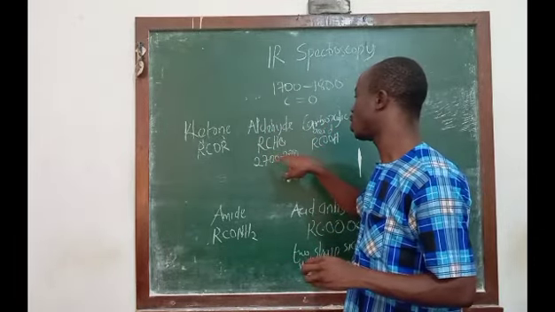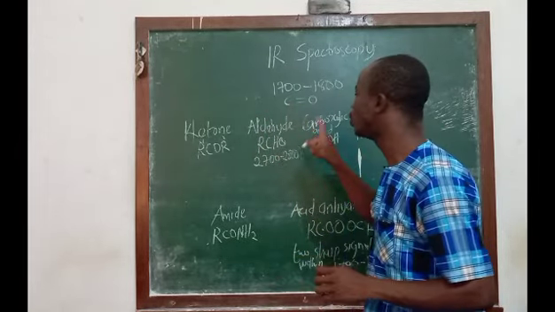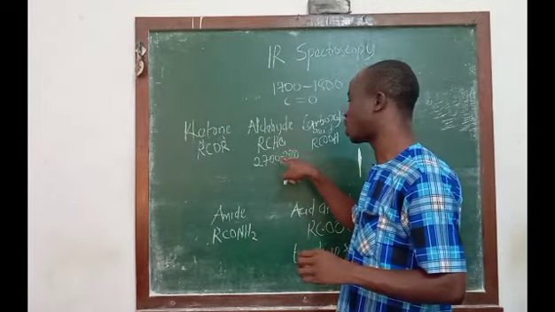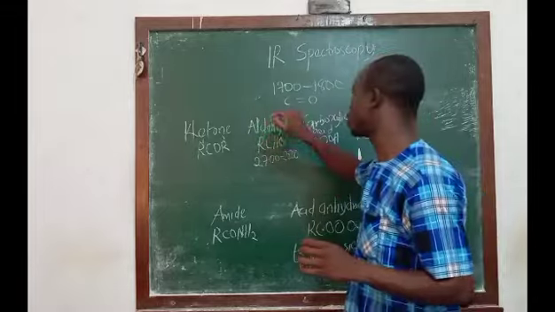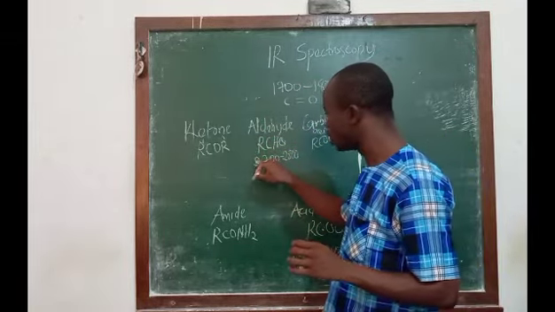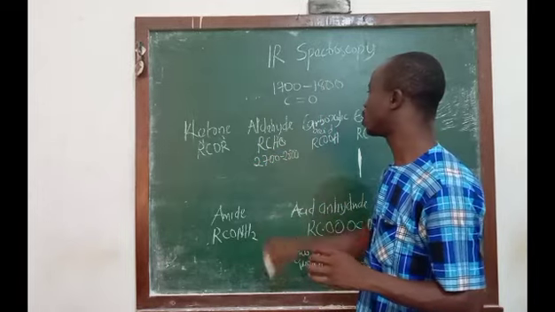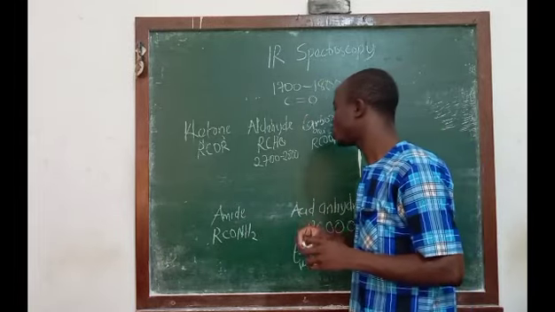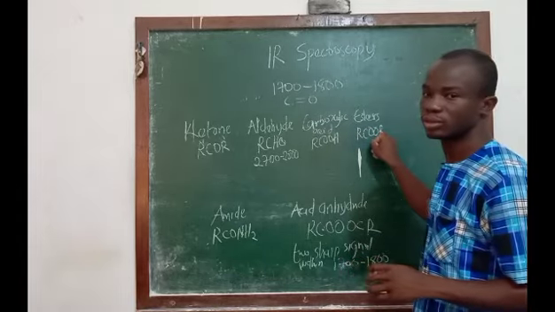If you don't see a signal within this region, that means the compound is not an aldehyde, and no other carbonyl compound can have this particular signal. So this is only specific for aldehyde. So if you see a carbonyl signal within 1700 to 1800, and you are seeing a signal between 2700 and 2800, then you can say it is an aldehyde.